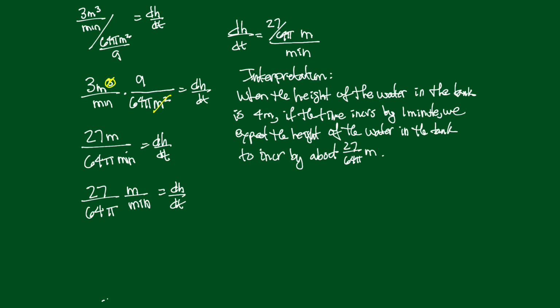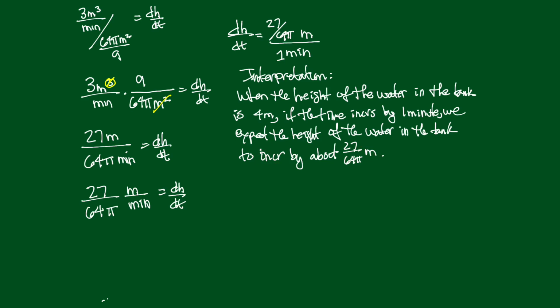So our interpretation is this. When we're at 4 meters of water in the tank, if we increase by 1 minute, right, look at the bottom here. The bottom is really 1 minute. If the bottom increases by 1 minute, the top's going to increase by this much right here. So when the height of the water in the tank is at 4 meters, if we go 1 more minute, then we expect the height of the water in the tank to increase by about this number right here, 27 over 64 pi meters.